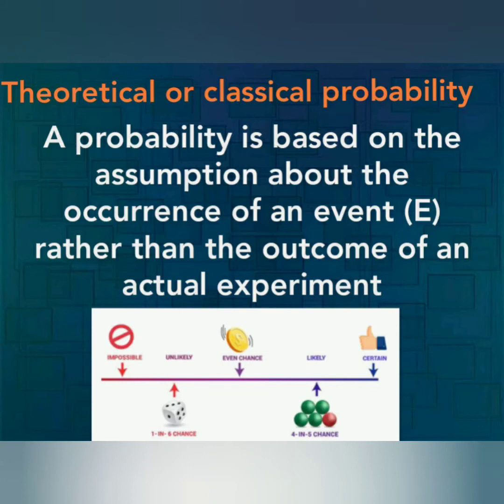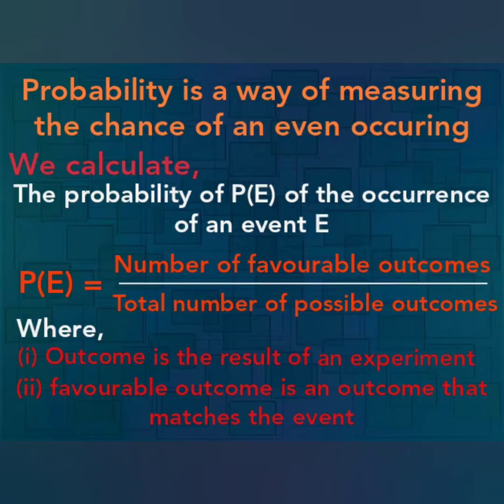And next one is likely, that is in a 3/4 ratio. One good example is that no one will be absent today. Next one, certain: the sun will rise in the east. The sun always rises in the east only. That is certain. So first one is impossible, second one is unlikely, next even chance, likely and certain. So probability is a way of measuring the chance of an event occurring.